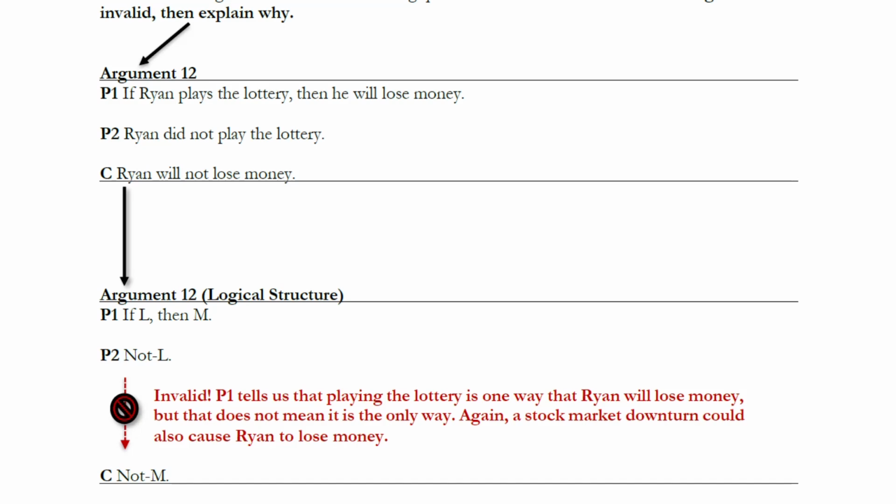Consequently, this is simply invalid reasoning. And as we will see in the next video, this is also a very common form of invalid and fallacious argument that unfortunately often succeeds in being convincing.